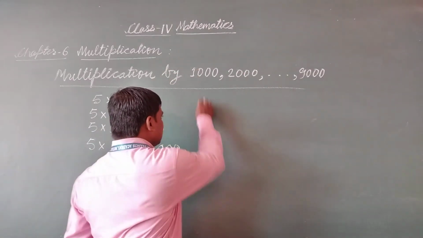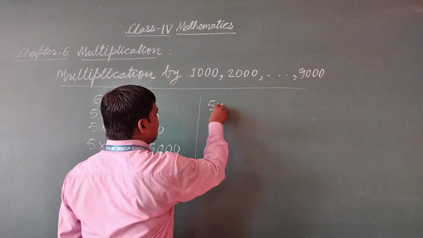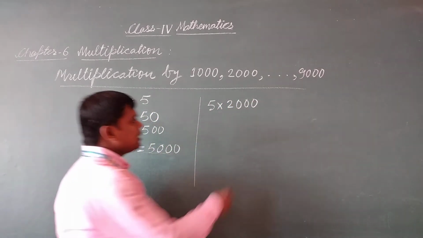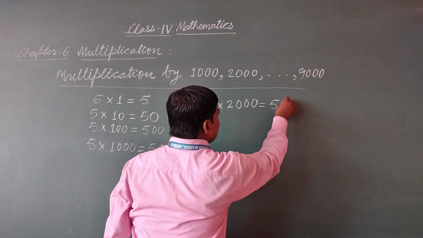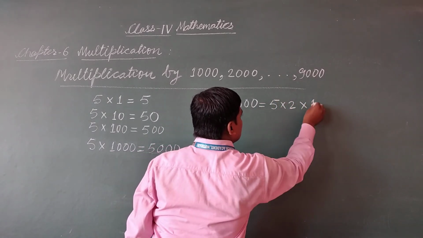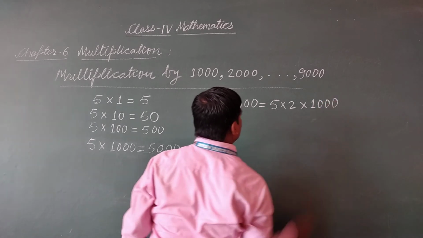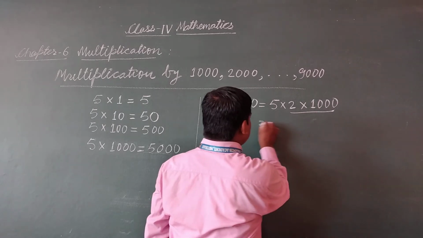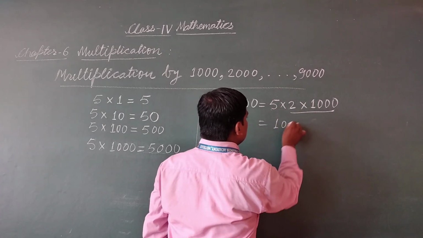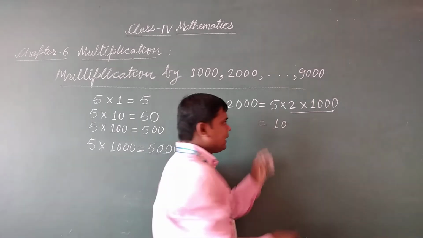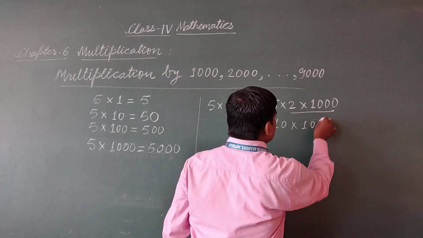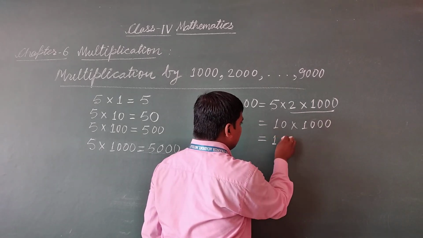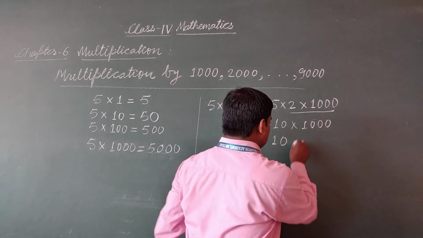If we are given 5 multiplied by 2000, in this case we can write simply 5 into 2 into 1000, because 2 into 1000 is 2000. 5 times 2 is 10, multiplied by 1000. Now add 3 zeros here, so our product will be 10 and then 3 zeros.